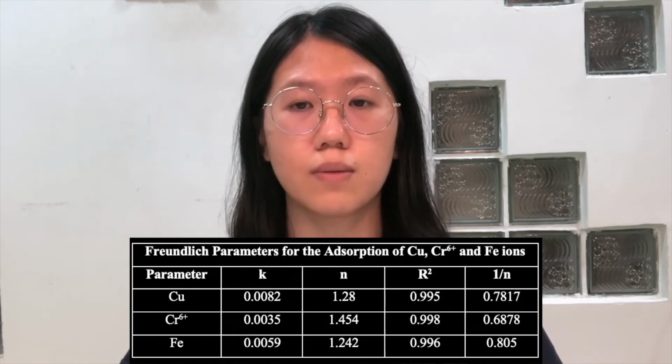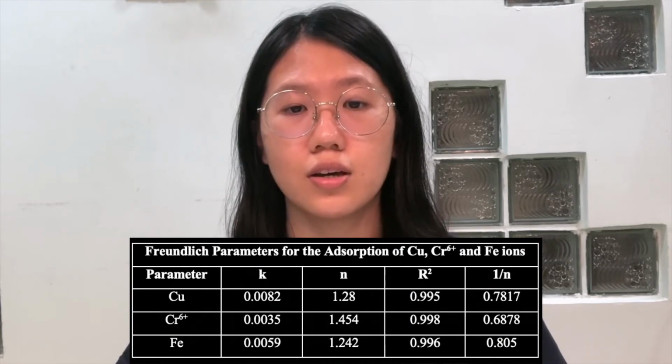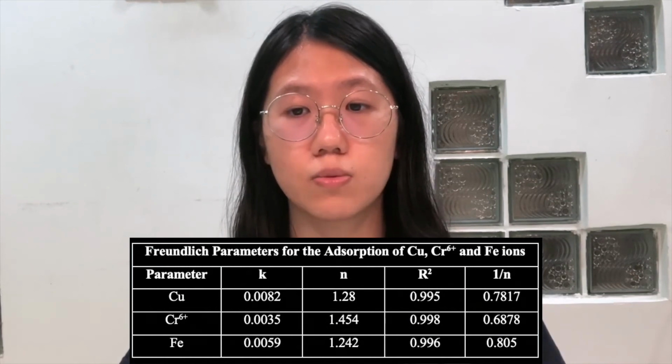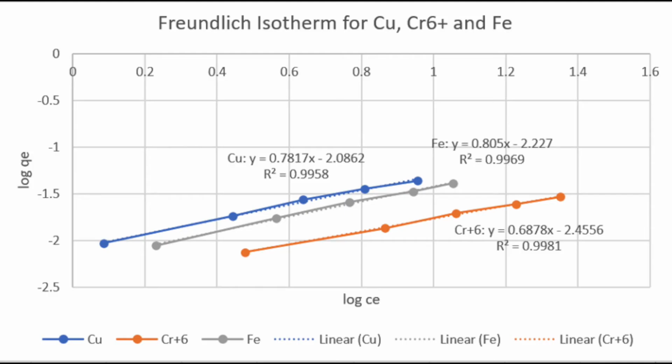Among the three ions, it can be clearly seen that the chromium ion has the highest R² value, which is 0.998, where the R² value for copper ion is 0.995 and iron ion is 0.996. Therefore, all of the adsorption isotherm parameters were determined by the slope and y-intercept of both graphs. By comparing all the R² values, all of the adsorption processes of copper, chromium, and iron ions on activated carbon produced from palm date pits fit the Freundlich adsorption isotherm, as it has been proven to have higher R² values compared to the Langmuir isotherm.